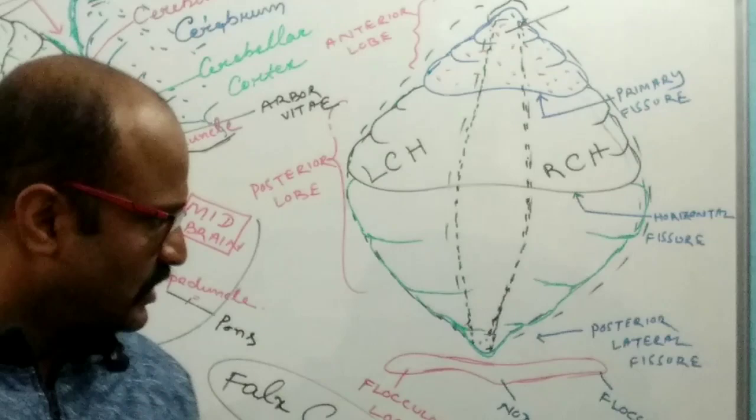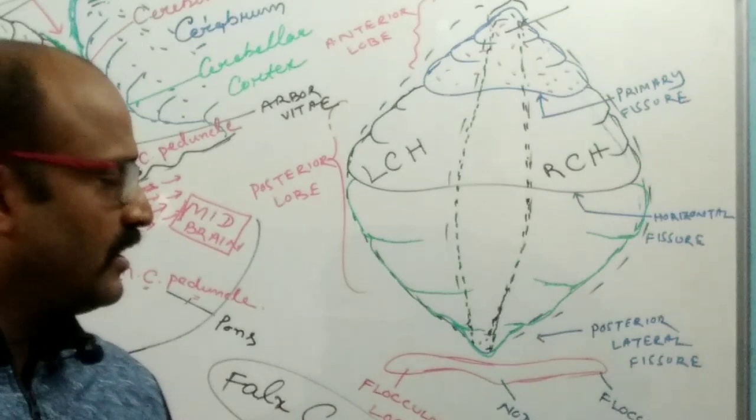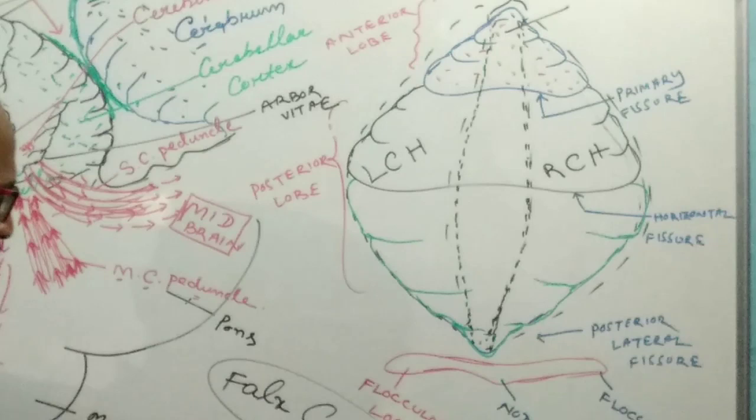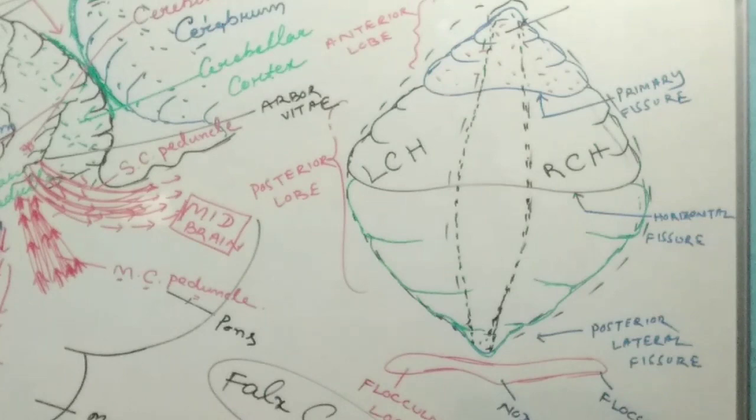The anterior and the posterior lobe of the cerebellum control the movement, the subconscious skeletal muscle movement. And the flocculonodular lobe of the cerebellum is concerned with the equilibrium or the balance of the body. So this is the structure and the function of the cerebellum.